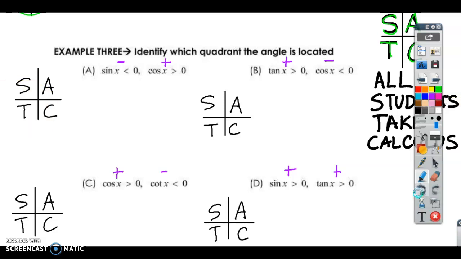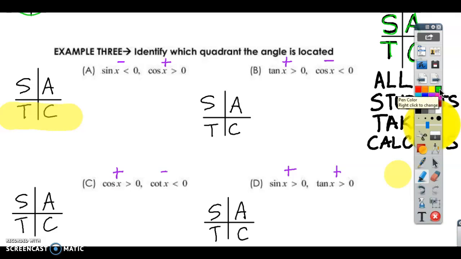Oh, that's too big. Let's try a little smaller. Come on. Okay, better.